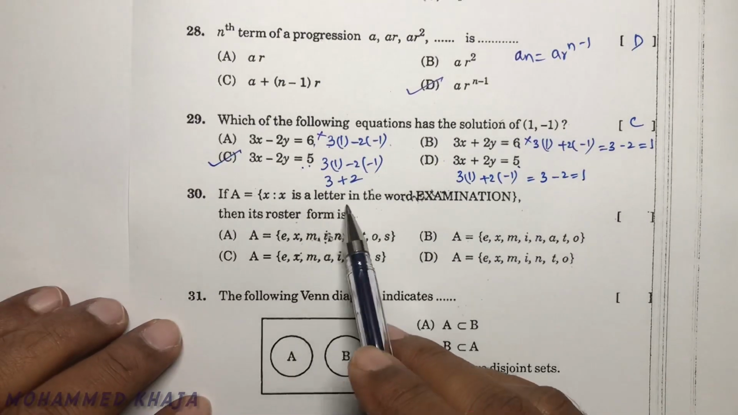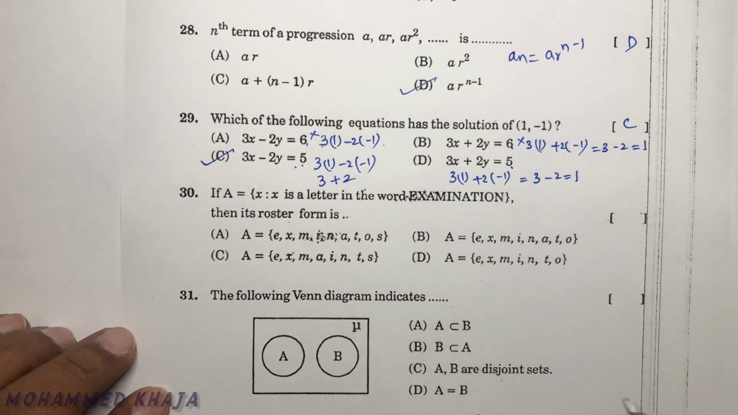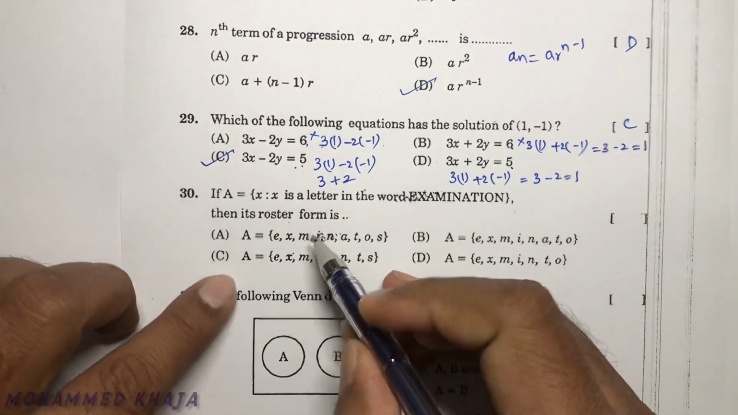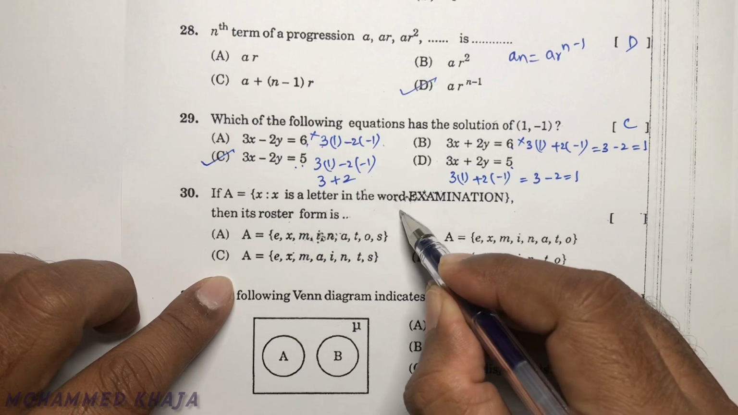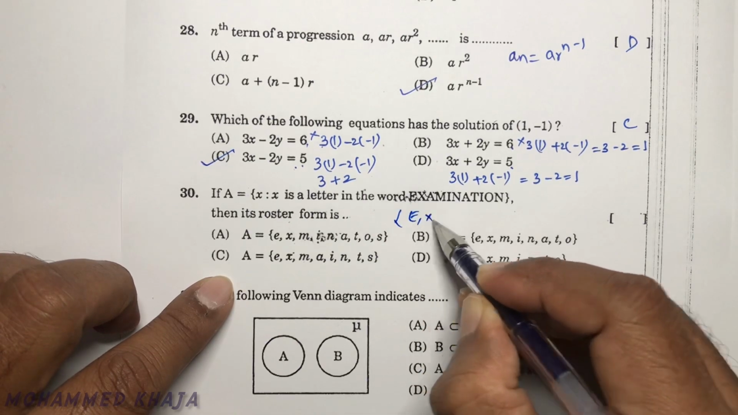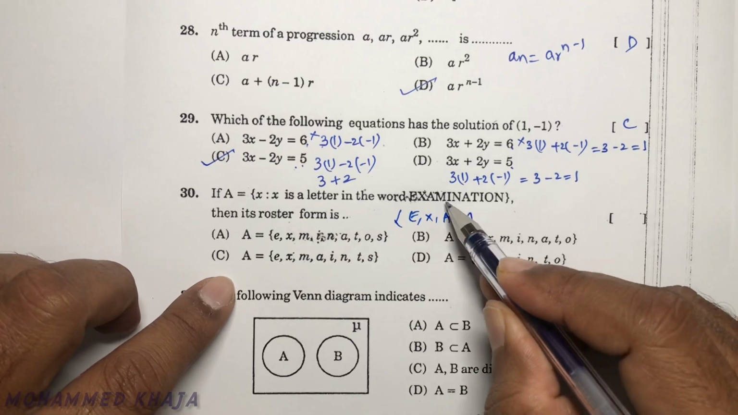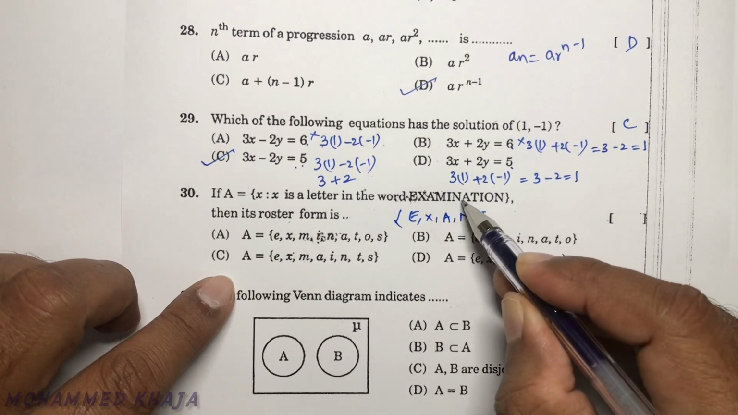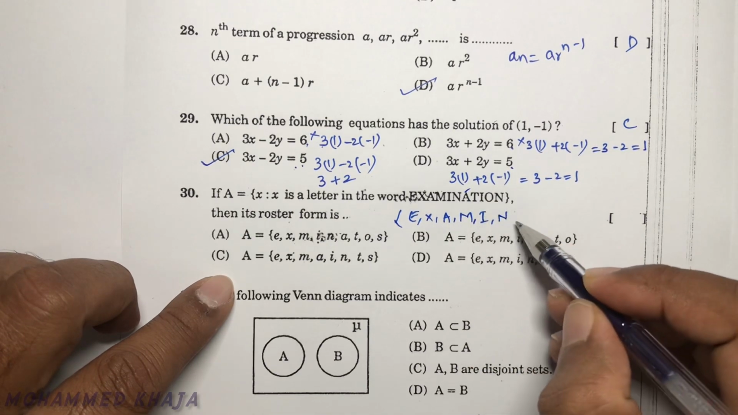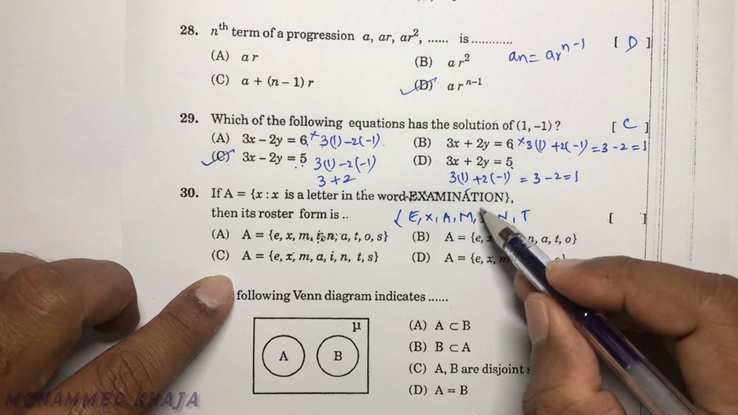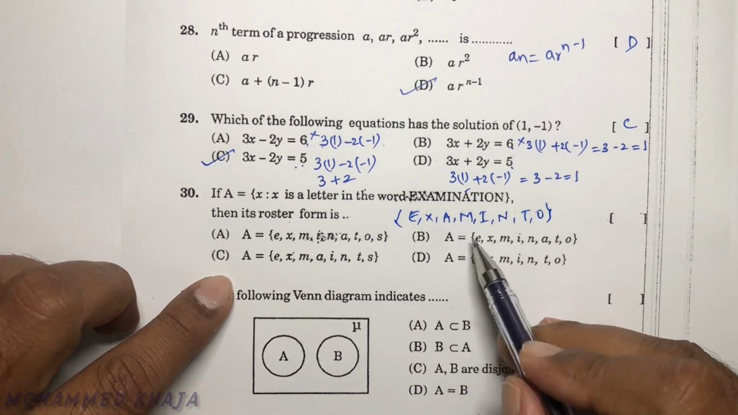X is a letter in the word examination, then its roster form. So here we need to write the roster form. Roster form means we will not repeat the letters. Like E, X, A, M, I, N, A already repeated, T, I already repeated, O, N. N we already got.